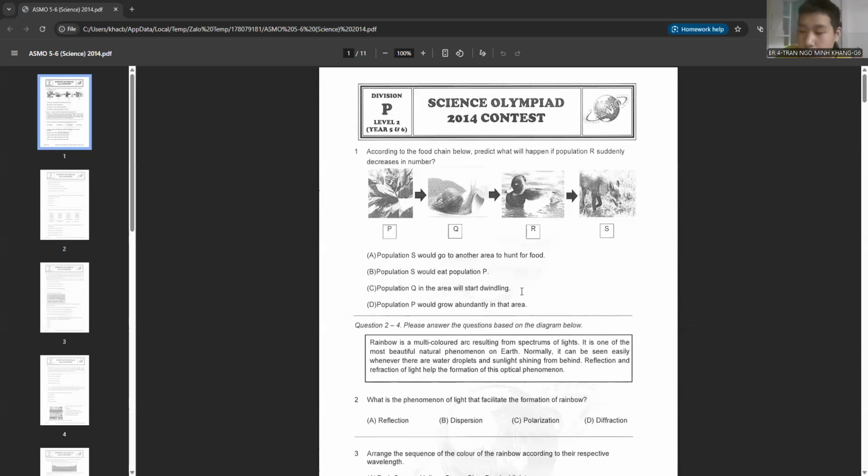Today we are going to solve some questions from the ASMO test. So let's start from year 5 and 6. First of all, as you can see in this food chain below, what would probably happen if this duck, or population R, were to disappear?